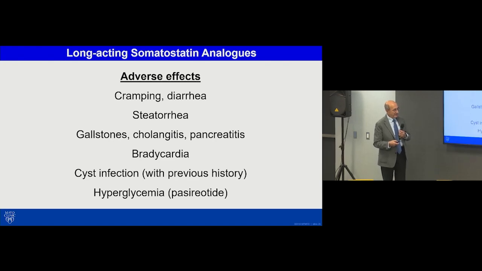With another somatostatin analog that also works in terms of liver volume, pasireotide, we don't use it anymore because it has a high risk for hyperglycemia and developing diabetes.